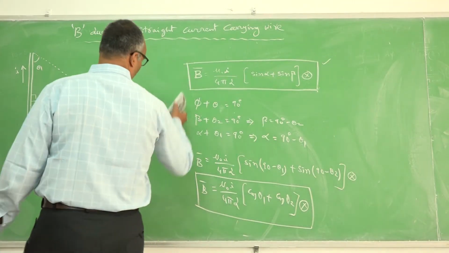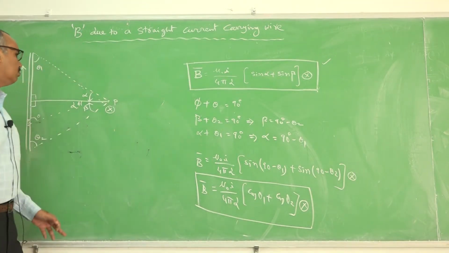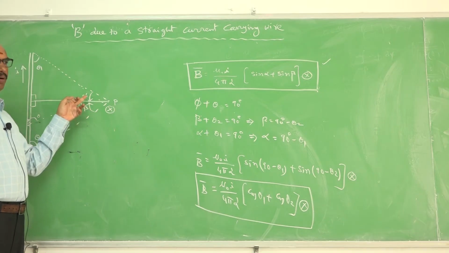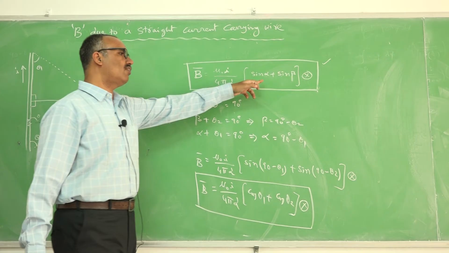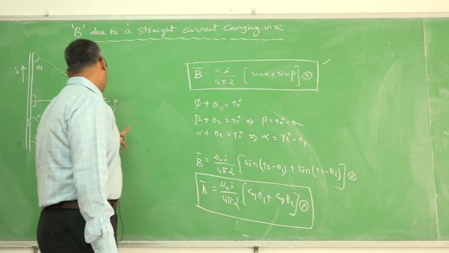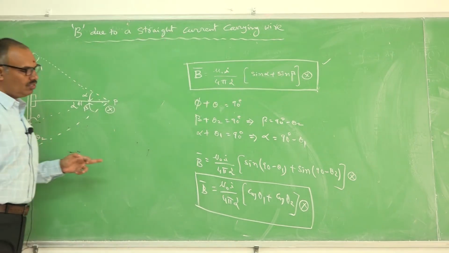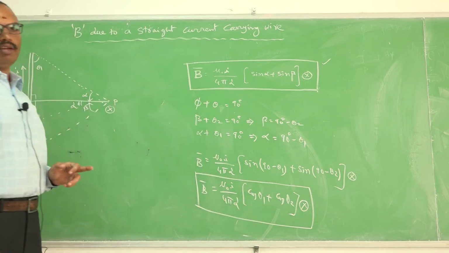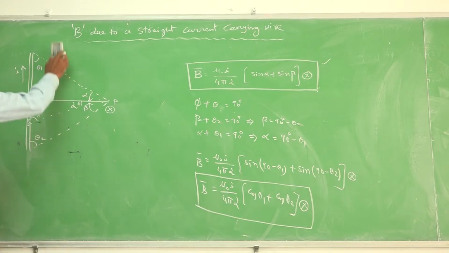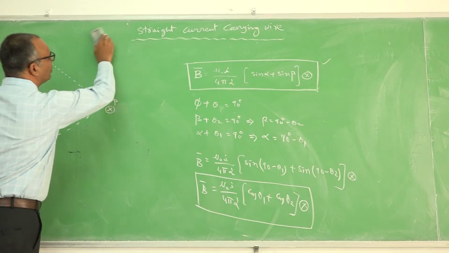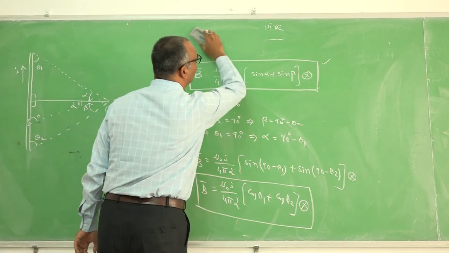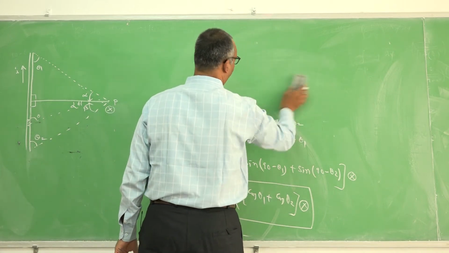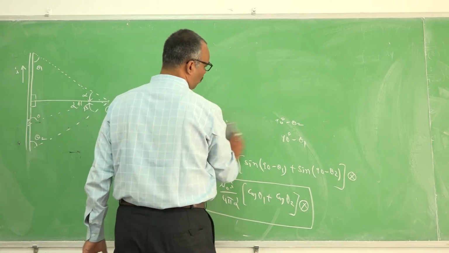You have to remember these two formulae. Depending on the given data, whether you are provided with alpha and beta, you should use sin alpha plus sin beta here. If you are provided with theta 1 and theta 2, you should use cos theta 1 and cos theta 2 here to calculate the magnetic field. Now, in today's class, we will observe the magnetic field due to the same straight conductor carrying current at a particular point.